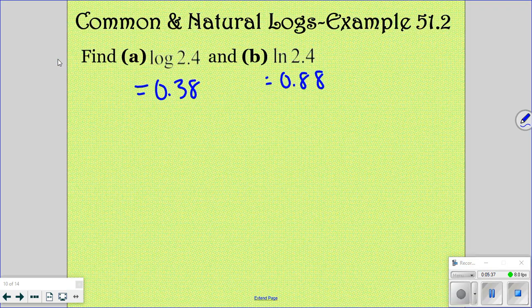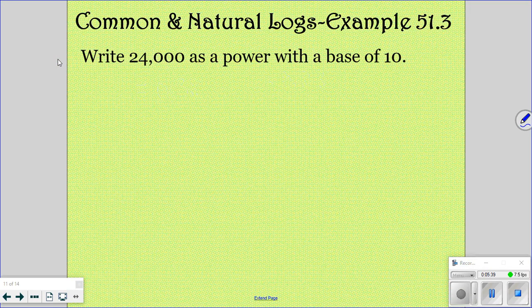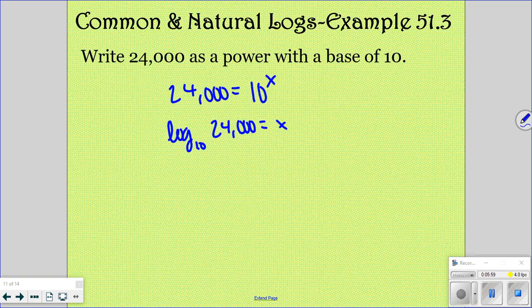Okay, so now we're going to look at another example. We want to write 24,000 as a power with the base of 10. So if y'all think that y'all can do this one by yourself, go ahead and go for it, and then I'll go over it. So 24,000 with a base of 10. So that means we're going to do log base 10 of 24,000. And so if you plug that into your calculator, you should get 4.38. So 10 to the 4.38 would be your answer.